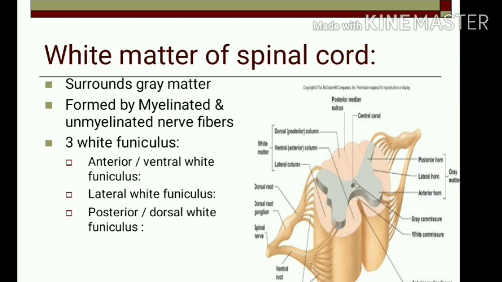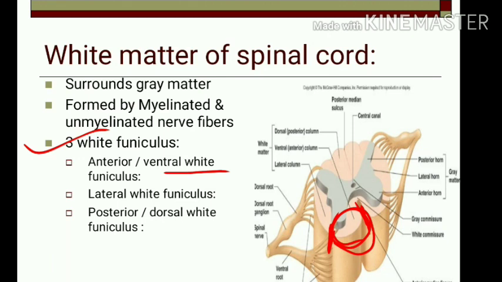White matter of the spinal cord. White matter in the spinal cord surrounds the grey matter and it consists of myelinated as well as unmyelinated nerve fibers. In the spinal cord, we have 3 white funiculi, which are also known as white columns. Anterior white funiculus or ventral white funiculus or ventral white column. It lies between the anterior median fissure, this one, and the anterior grey horn. So this one is our anterior white funiculus or column.